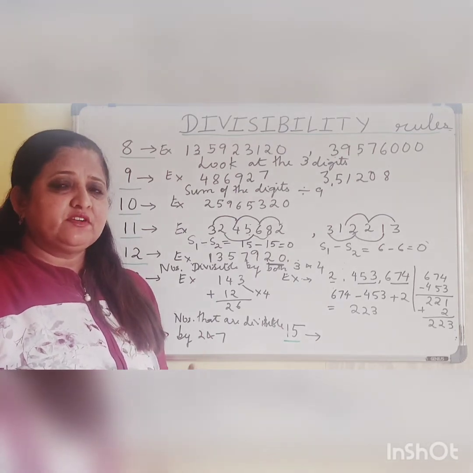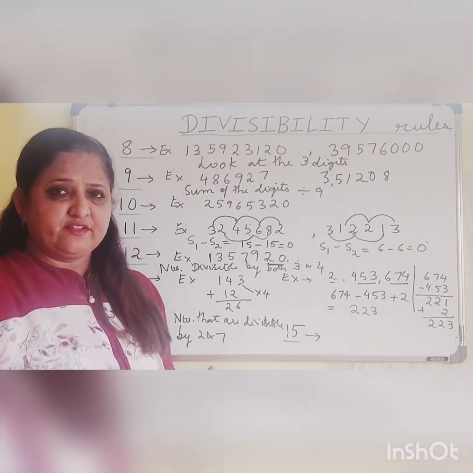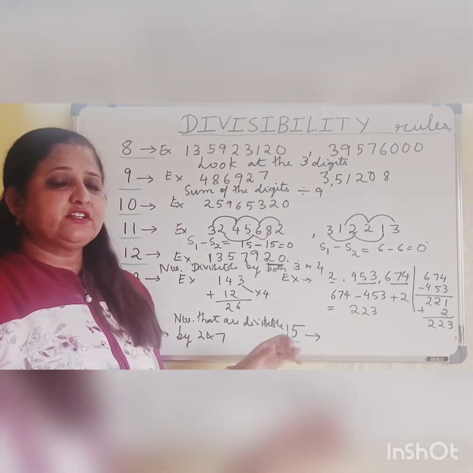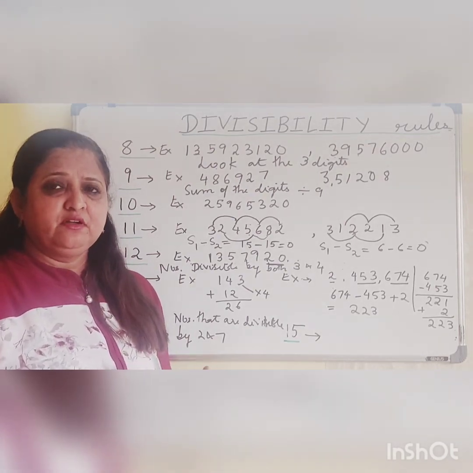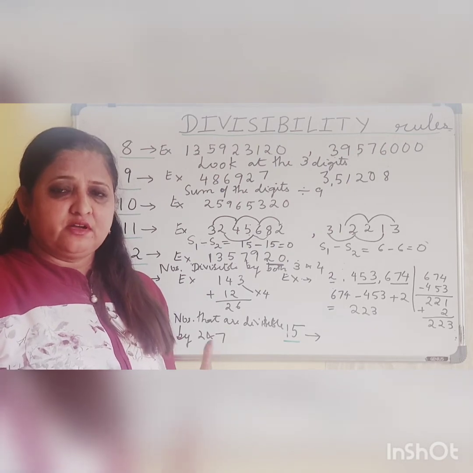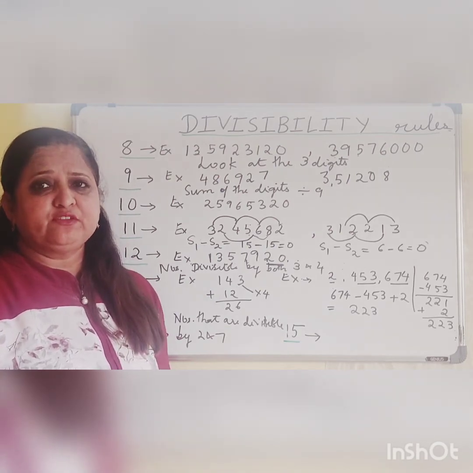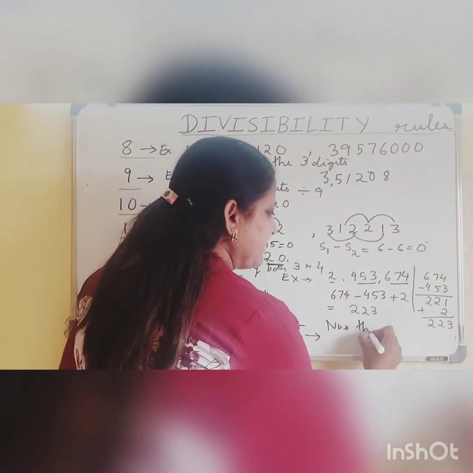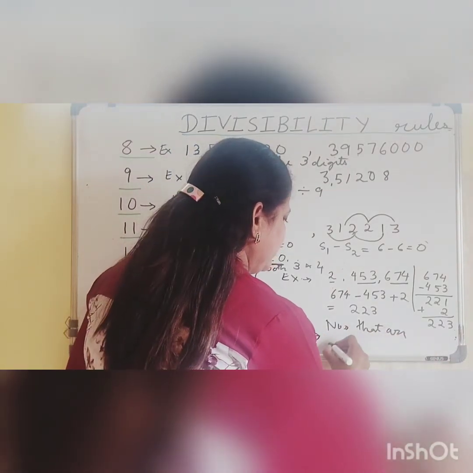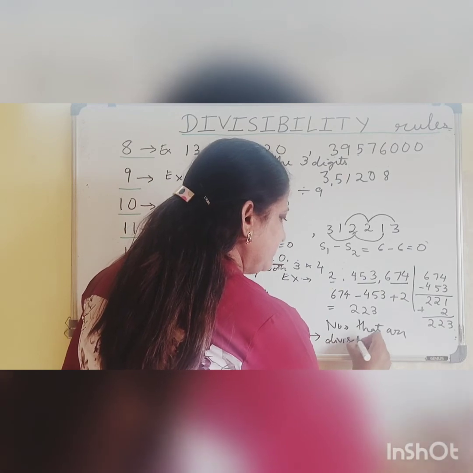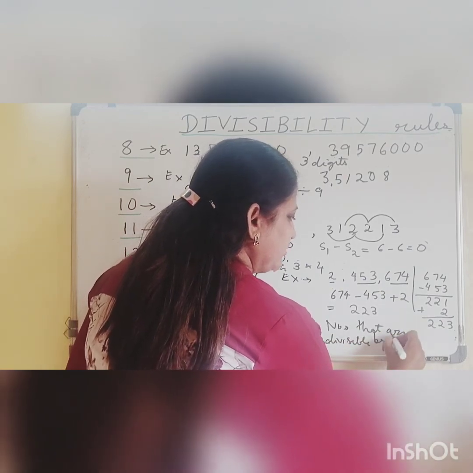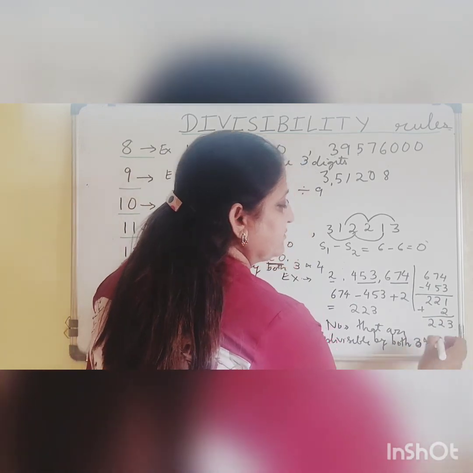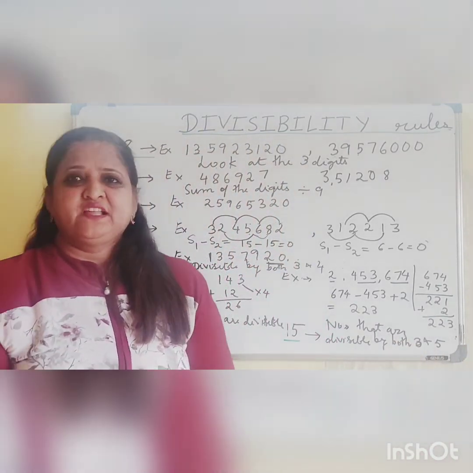Same rule applies to the number 15 as well. Now 15 can be written as a product of 2 prime numbers, 3 and 5. 3 times 5 gives us 15. So you have to check the divisibility of any number with 3 and 5 to understand whether it is divisible by 15 also or not. So the rule for 15 is numbers that are divisible by both 3 and 5 will also be divisible by 15.